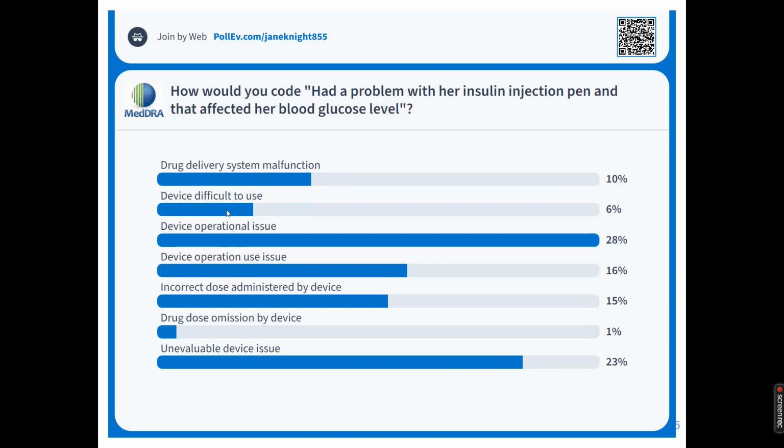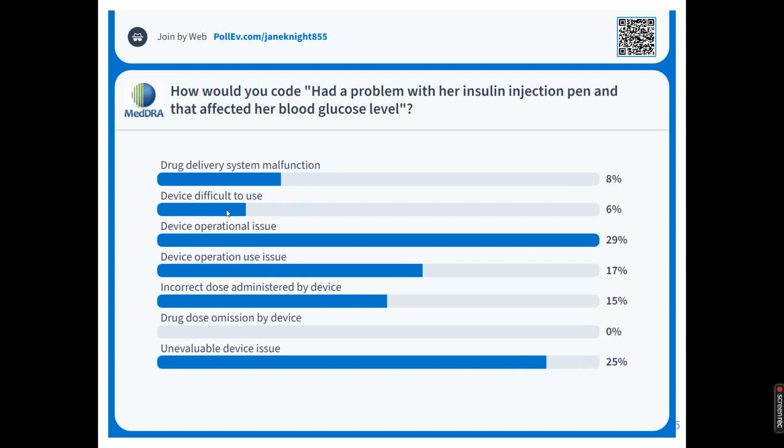So these two look like they're potential. Looking at them there, I wouldn't exactly know the difference between them. One of them is that the device isn't operating correctly, and one of them is that there's an issue with using the device. So those two I see are popular. Incorrect dose administered by device.